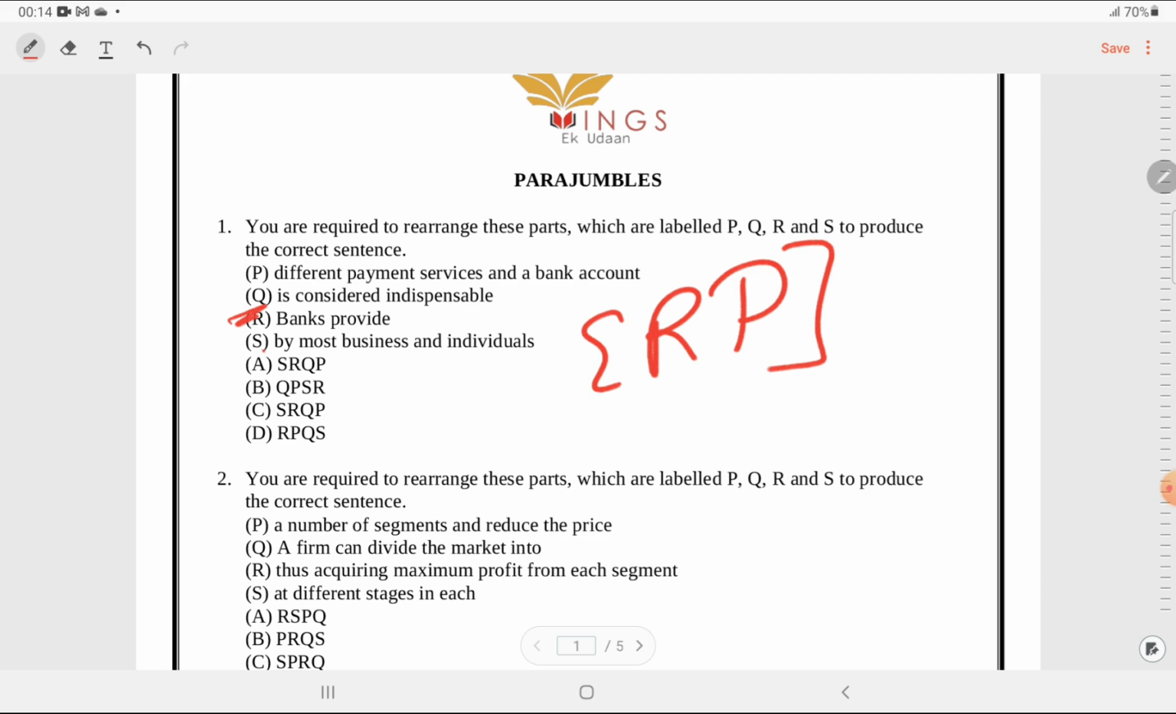See, this one does not have R and P. Here also we do not have it. Here also we do not have it. This is the correct one. Got it? It is D. I did not read the whole sentence. I just looked for the connecting chain. Banks provide different payment services and a bank account. If you feel doubt, you can read the whole after looking for the answer. But if you are sure, then you can move further. So I'm going to the next one.